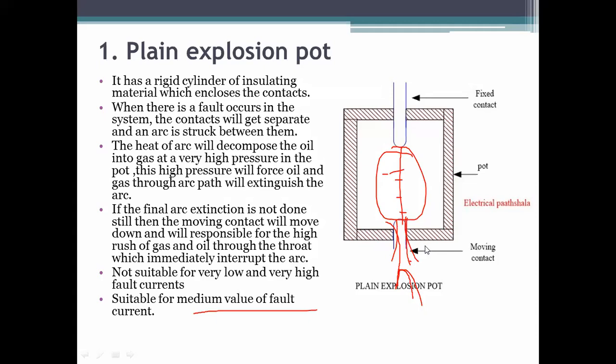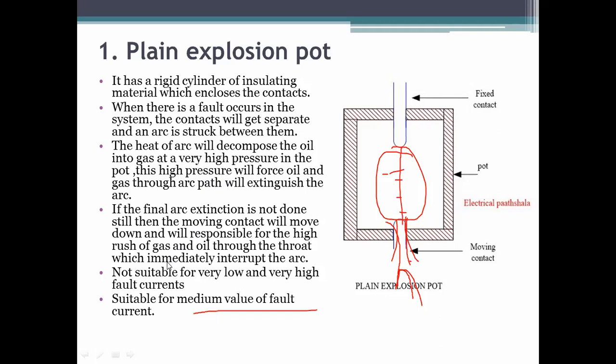So here, remember this is the plain explosion pot and it is one type of oil circuit breaker, and in oil circuit breakers there are self blast circuit breakers. Under self blast, there are three types: plain explosion, cross jet, and third is the combination of plain and cross jet. So this is the plain explosion pot we have just discussed.